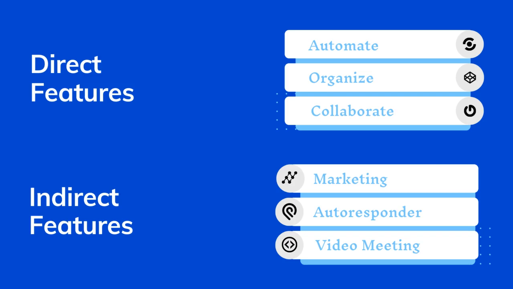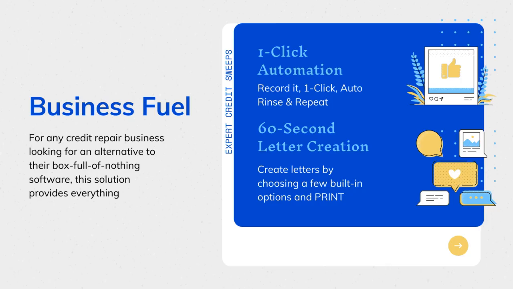So you are going to use these to fuel your business. Even if you don't have a business, maybe you're doing this for yourself, maybe you're looking for credit repair software just for you, that's okay too. This is going to fuel your results, and it's going to cut down on the time and the money that you have to invest into figuring out how to do this. So for any credit repair business looking for an alternative to their box full of nothing software, this solution provides everything. Just for an example, OneClick Automation.